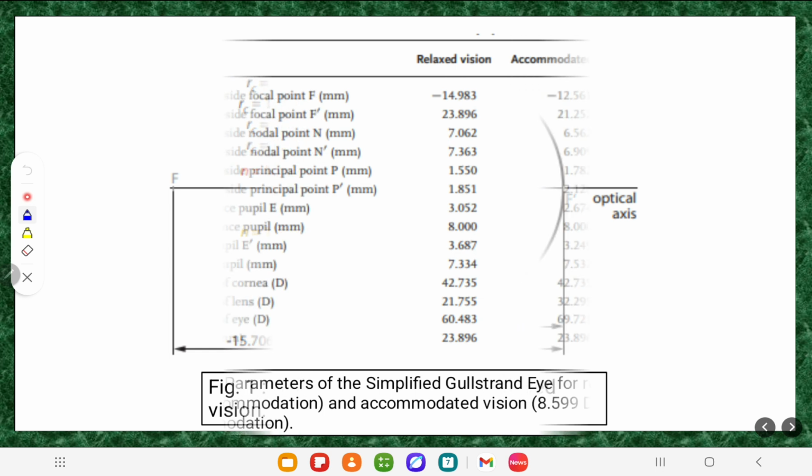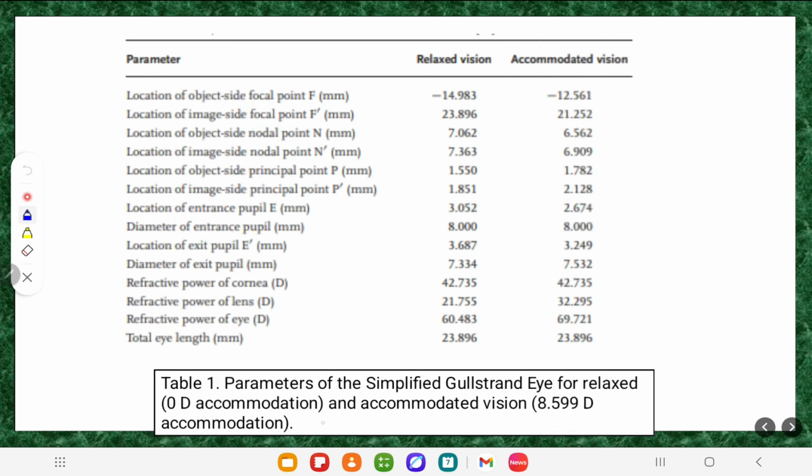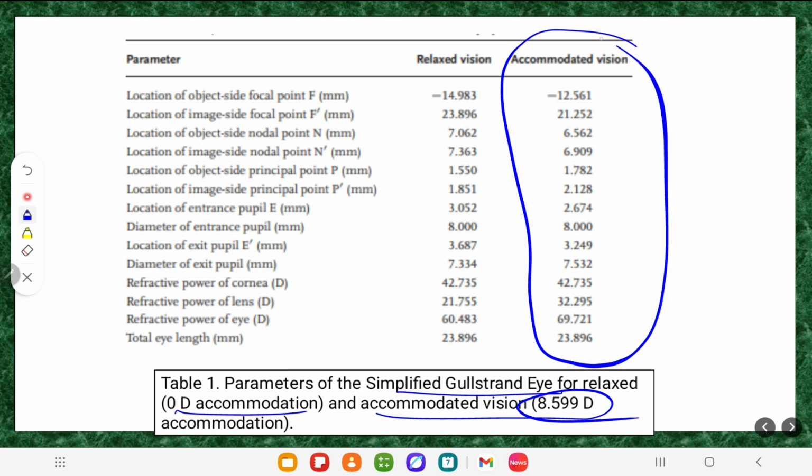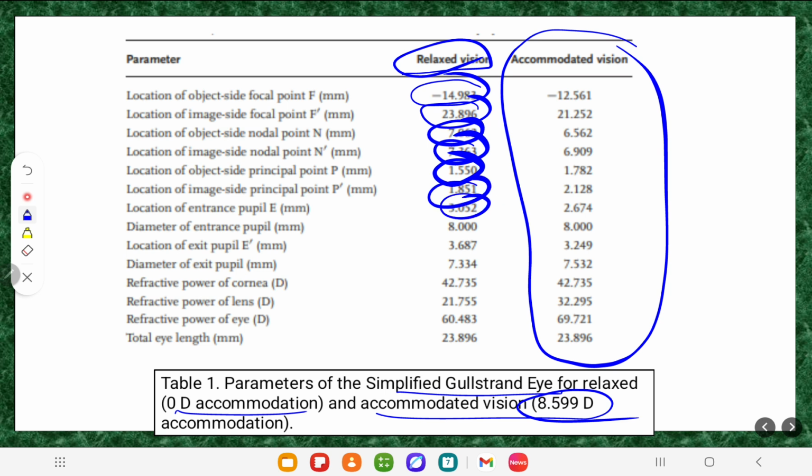Okay, so these are the actual parameters of the simplified Goldstein eye relaxed model when accommodation is 0 and when accommodation is 8.599. So this is the accommodated state and this is the relaxed state. So what is the important point? See, primary focal point in minus, secondary focal point. So the location of the object side nodal point, image side nodal point is the secondary nodal point, principal plane, image side, entrance pupil, isn't it? Diameter of entrance pupil.